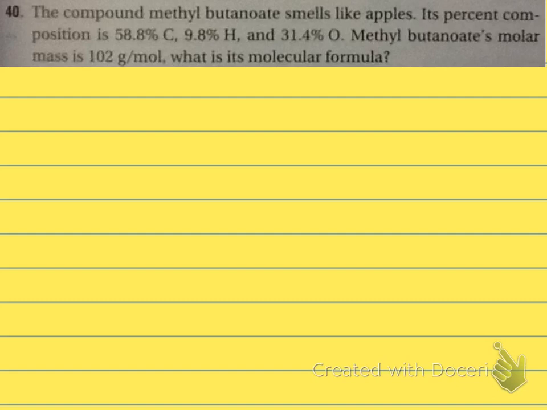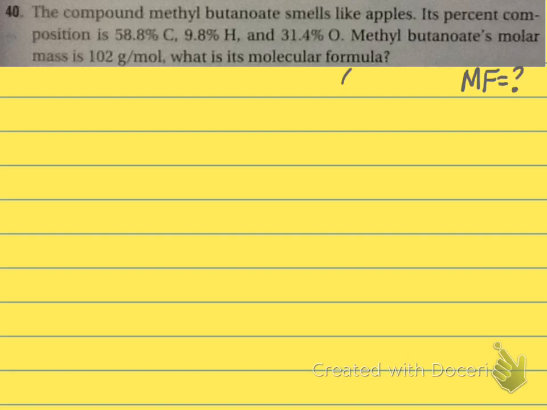Number 40 asks, the compound methylbutanoate smells like apples. Its percent composition is 58.8% carbon, 9.8% hydrogen, and 31.4% oxygen. Methylbutanoate's molar mass is 102 grams per mole. What is its molecular formula? So this is asking us for the molecular formula.